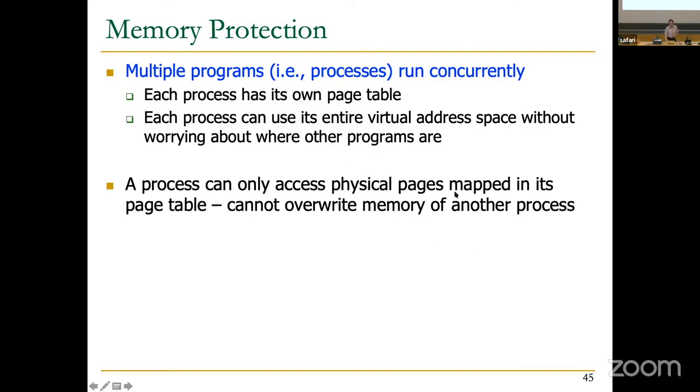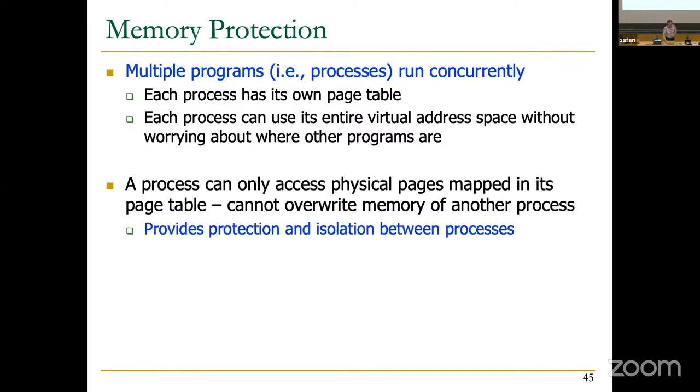A process can only access physical pages mapped in its own page table, so it cannot overwrite the memory of other processes, basically. And this enables isolation, right? You're isolating processes from each other. And it provides protection also. But protection has other categories also, because within a process, you may be able to read a page, but not write it, right? Within a process, you may be able to read and write a page, but not necessarily execute it. So you have different permissions on a per page basis. For example, if you don't want your programs to be modified, you can have read access to the code, but not write access to the code, right?